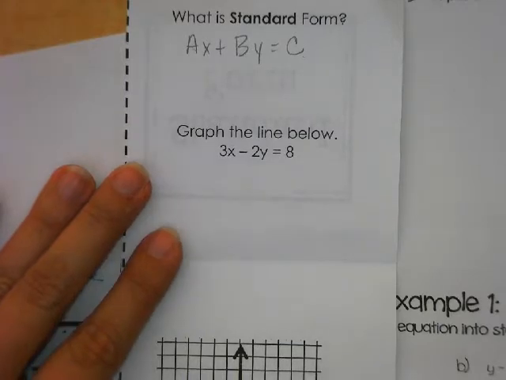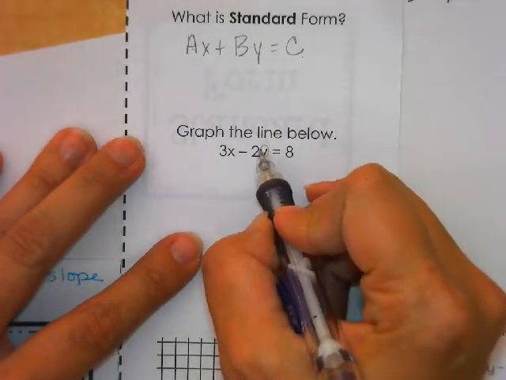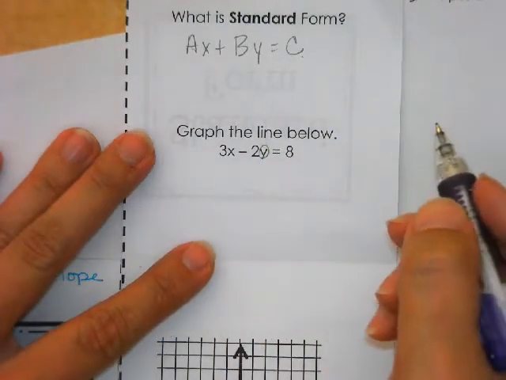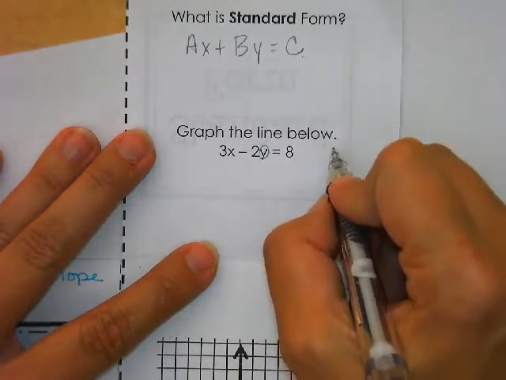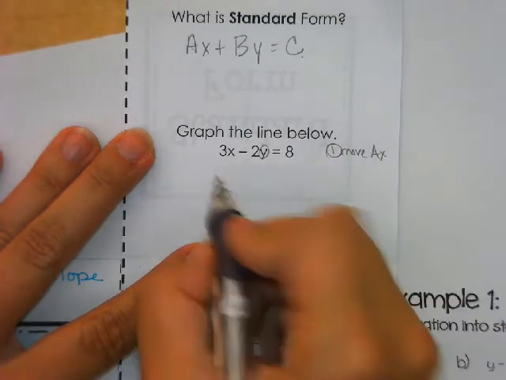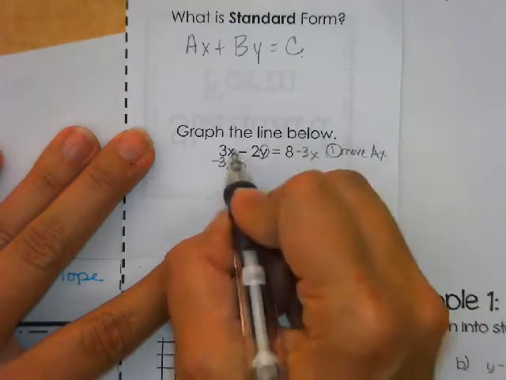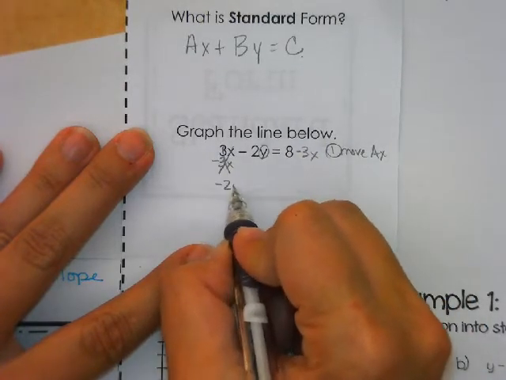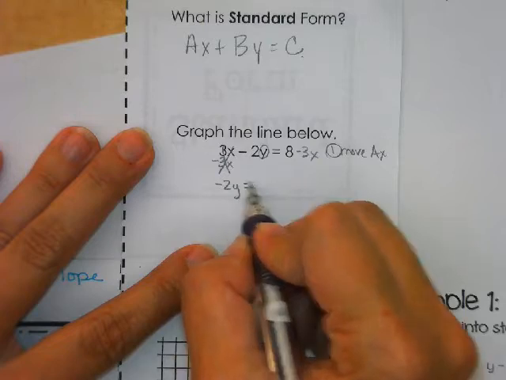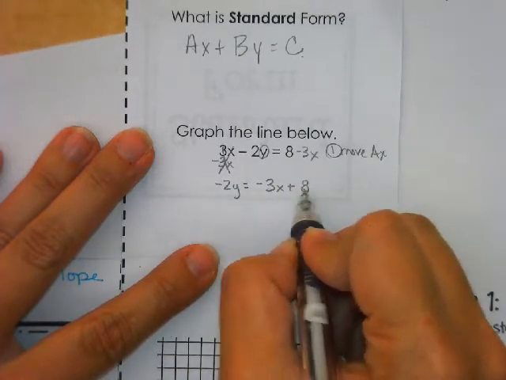Now, in order to graph it, we have to change it to y equals. Always we're going back to y equals. So here are your steps. Step 1, you're going to move ax. So we're going to subtract 3x. We did this when we talked about literal equations. Make sure you bring that negative down. You can also write 8 minus 3x.